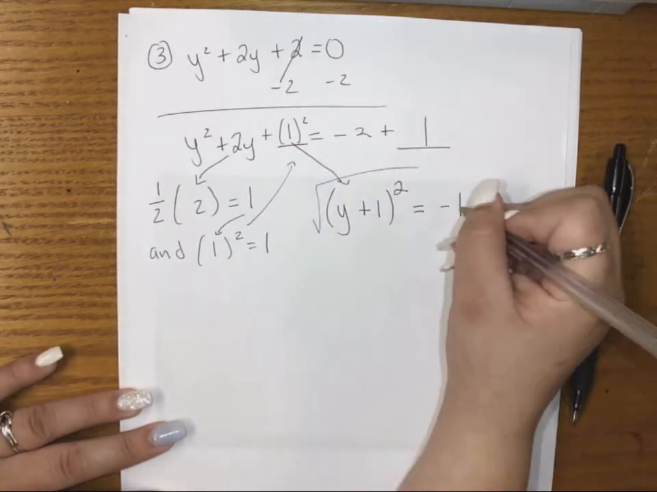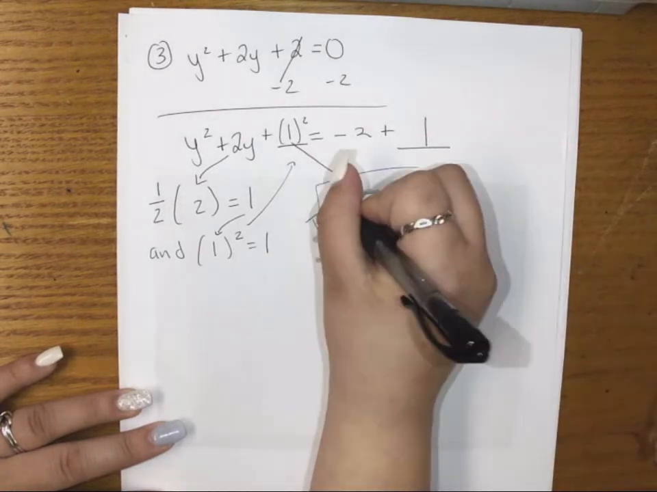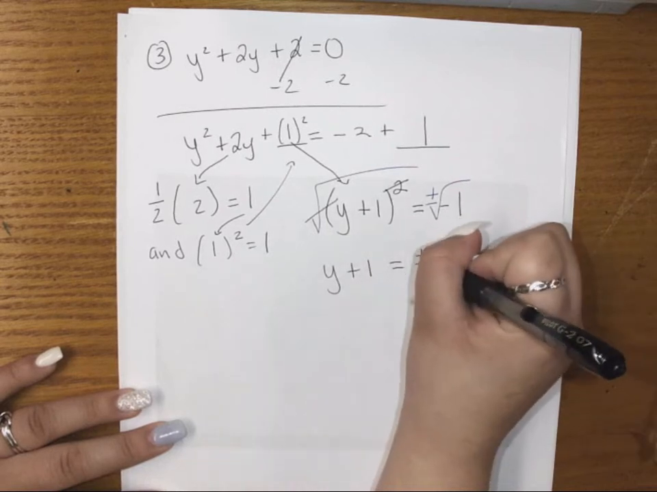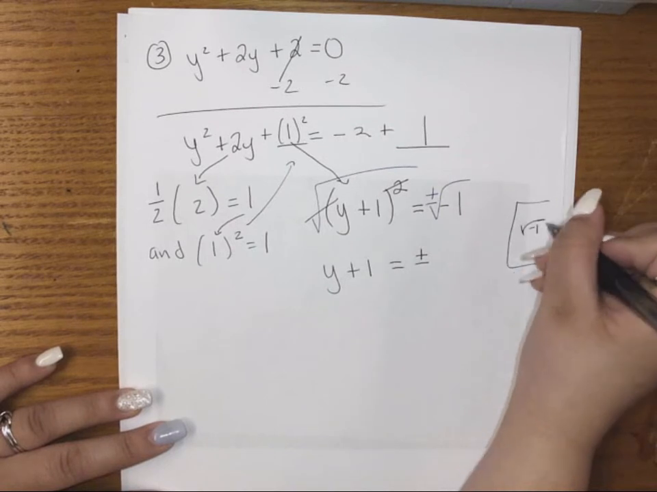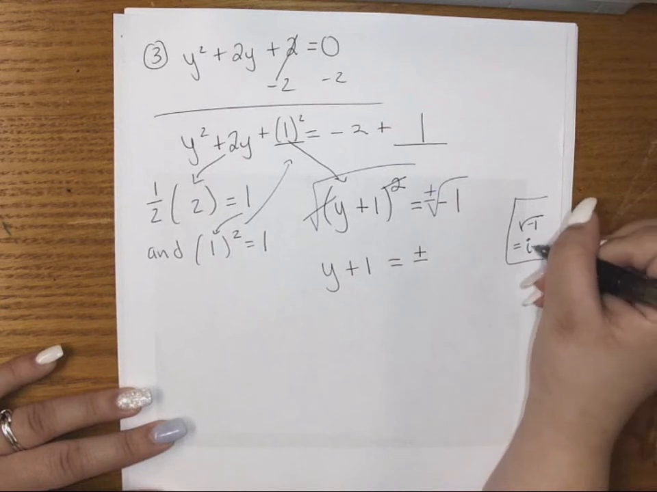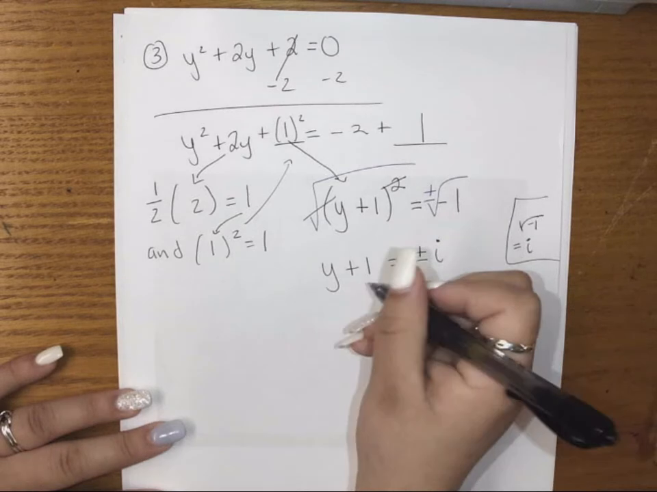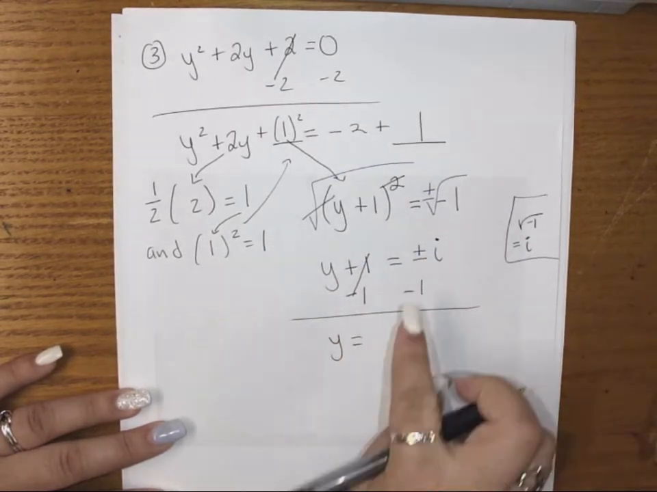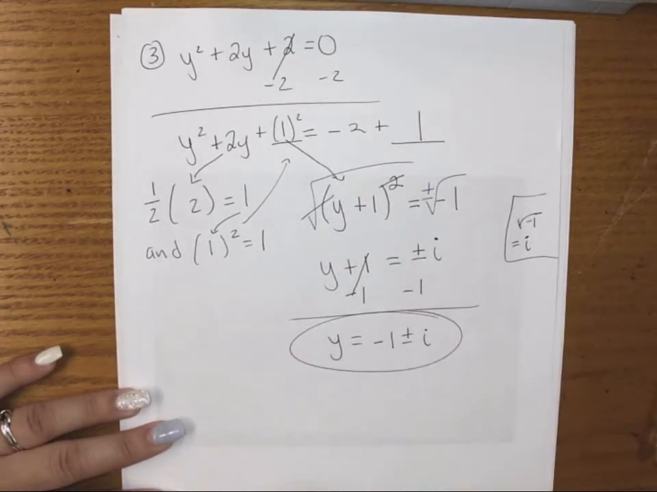So we get rid of our square by taking the square root. We must use plus or minus in front of the square root on the other side. They undo each other, so we're left with y plus 1 equals plus or minus, and you have to remember this one, the square root of a negative 1. We cannot take the square root of negatives, but we know the square root of negative 1 we represent with i for imaginary numbers. So we end up with plus or minus i. To solve for y, we have to subtract 1. So we end up with y equals negative 1 plus or minus i. And that's our solution.